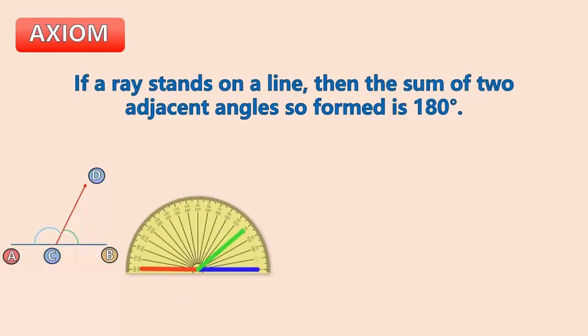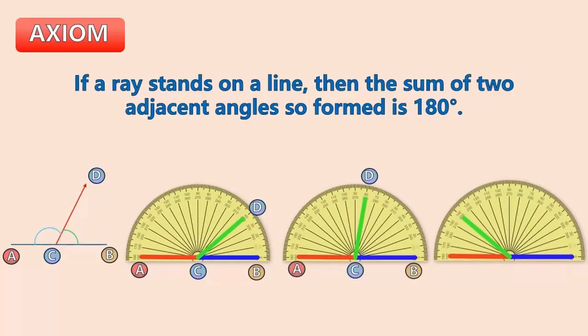This is very easy to see if you take a protractor and plot AC as the red line, CB as the blue line and CD as the green line. You can see that if the angle is 40 or 80 or 120, wherever CD is pointing to, it doesn't matter, the sum of angles ACD and DCB will always be equal to the angle which AB forms, which will always be equal to 180 degrees. So this axiom we can prove experimentally.